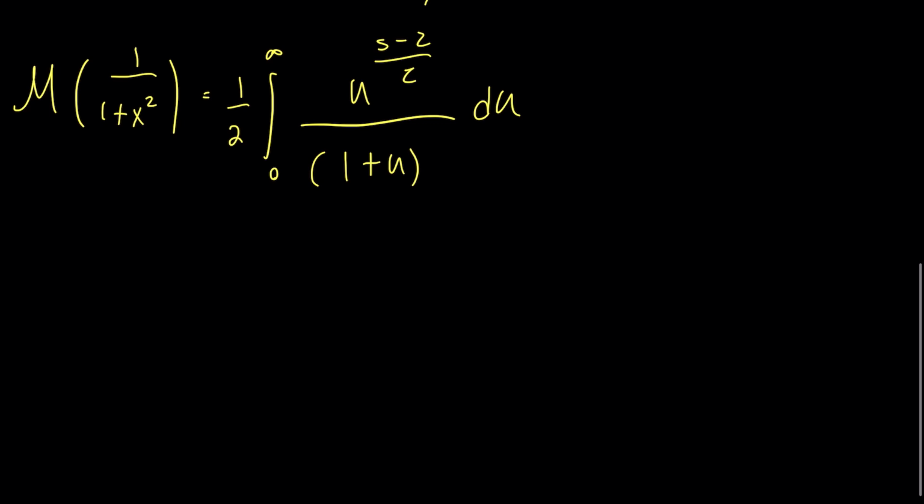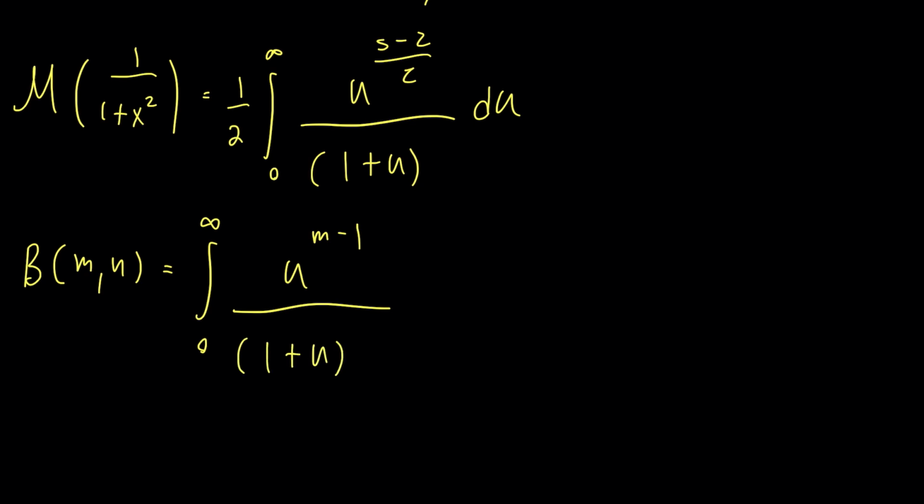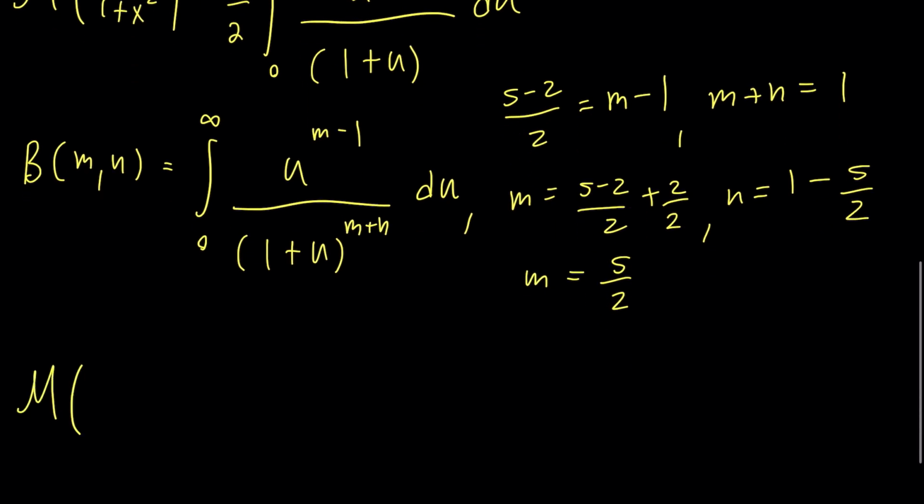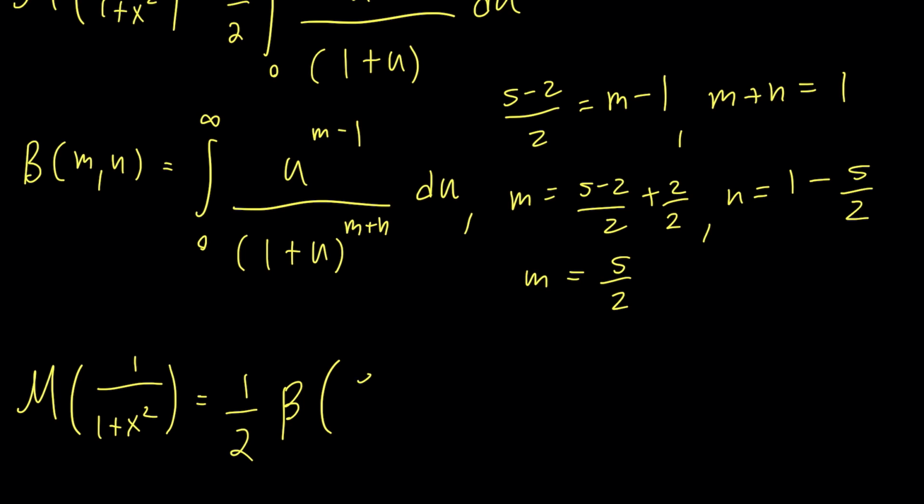And recall the definition of the beta function, that the beta of m comma n is defined to be the integral from 0 to infinity of u to the m minus 1 power divided by 1 plus u to the m plus n du. So if you compare the coefficients, we have that s minus 2 over 2 is equal to m minus 1, and that m plus n is equal to 1. So if we solve for m, we have m is s minus 2 over 2 plus 1, which is s over 2, and that n equals 1 minus m, which is going to be 1 minus s over 2. So we have that the Mellin transform of 1 over 1 plus x squared is 1/2 the beta function of m, which is s over 2, and n, which is 1 minus s over 2.